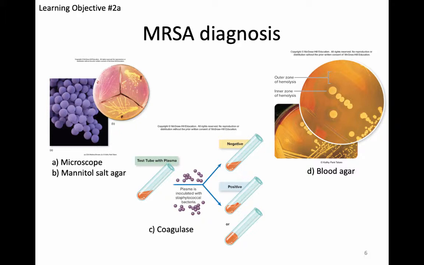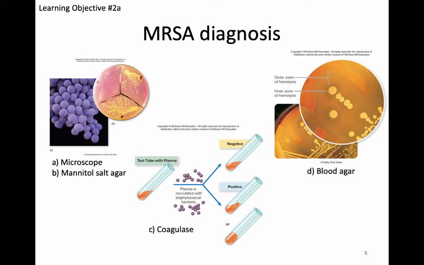And when the Staphylococcus grows on mannitol salt agar, it will use up the mannitol carbohydrate and break it down, metabolize it, and this will cause production of acid, which will change the media from pink to yellow. So you can see yellow areas where Staphylococcus is growing on mannitol salt agar. Okay, in C, there's another diagnostic test.